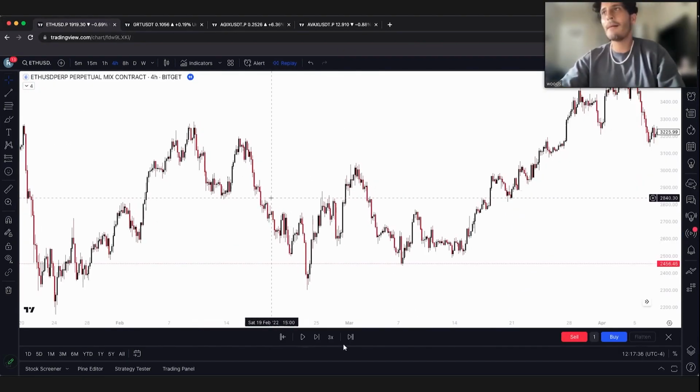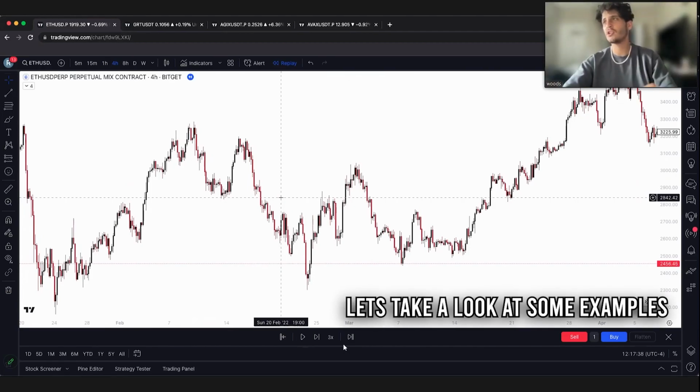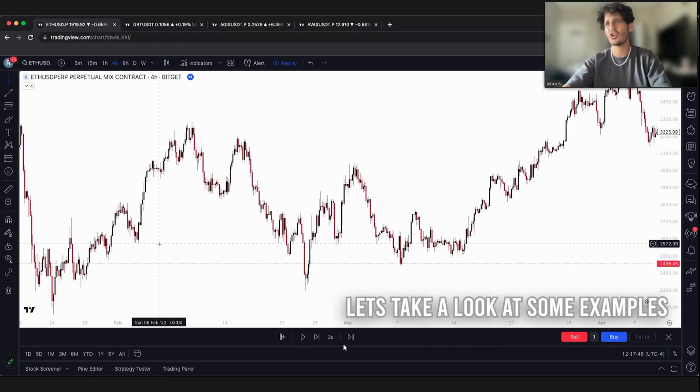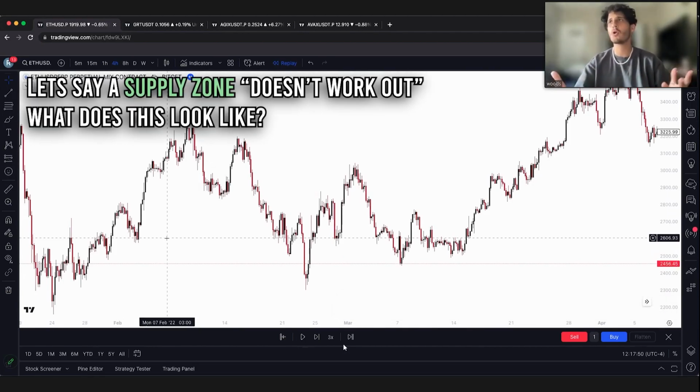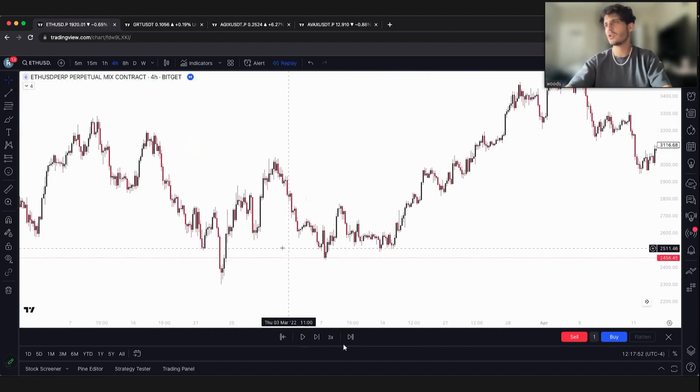All right, guys. So I'm just going to scroll through the chart now because you already understand the concept of demand, right? You should. And now you understand the concept of supply after looking at that last example. So what I'm doing is I'm just going to scroll through the chart and show you guys examples of supply. Let's say a supply doesn't work out, right? So not every time is the supply going to work out accordingly.